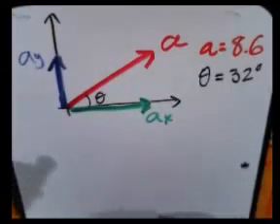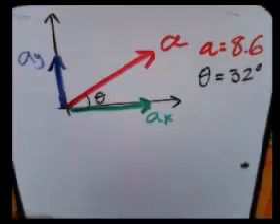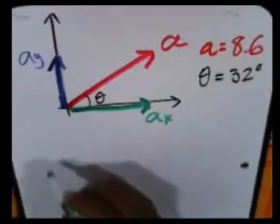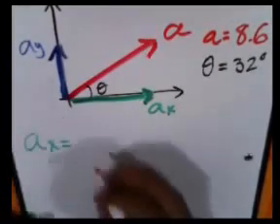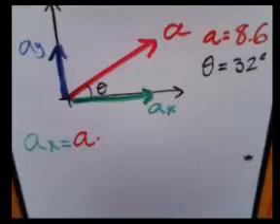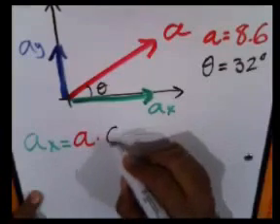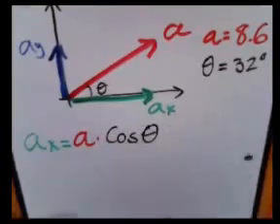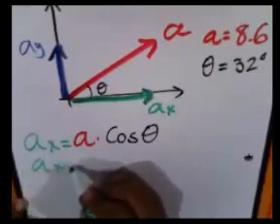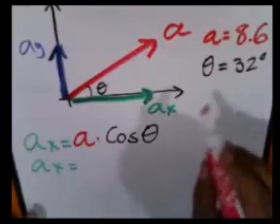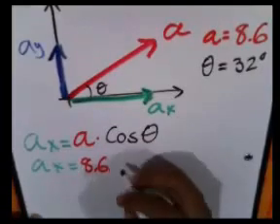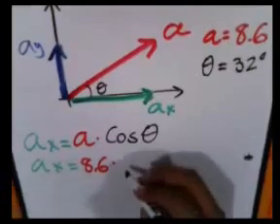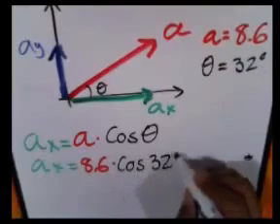According to what we just saw, and that is something that should be in your notebook, if I want to find the x component of the vector, AX, I need to multiply the magnitude of the vector itself times, in this case because x is the adjacent, cosine of the angle. Okay, so let's put that in numbers. In this particular case, AX will be equal to A, which for this example is 8.6, times the cosine of 32 degrees.